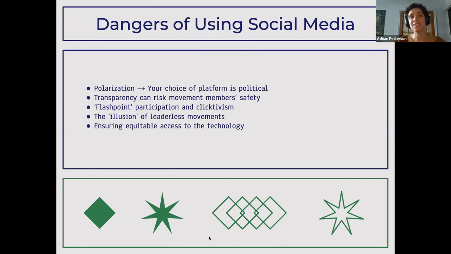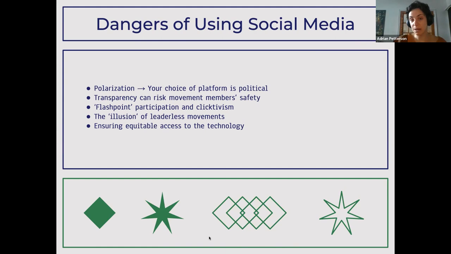Also, it's really difficult to balance transparency and privacy when using social media for a social movement. Transparency is really important because then you can get trust from people. You can also allow more people to join the movement. It talks more clearly about the movement's intentions. However, there is this balance of risking movement members' safety if you are too transparent.